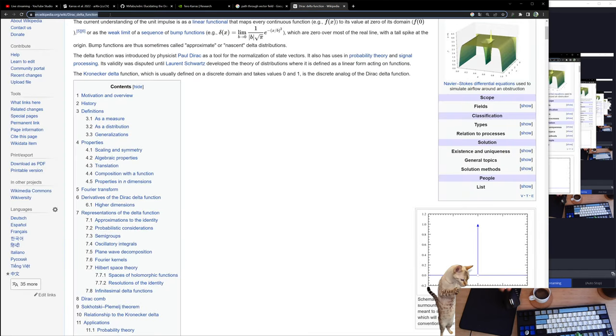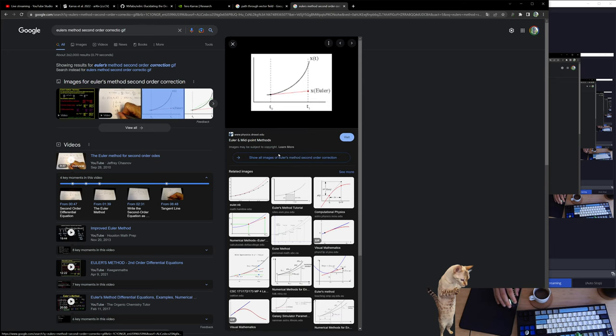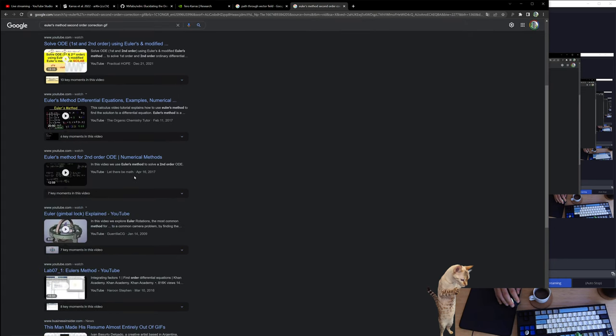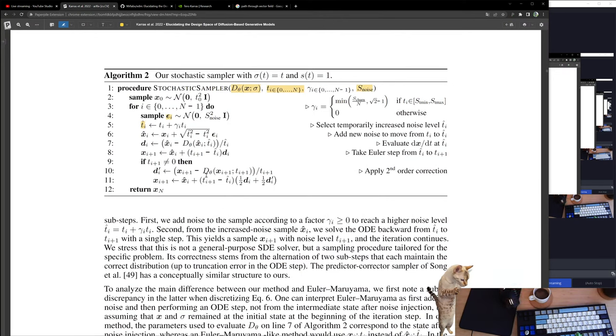Euler's method GIF. This is a GIF of Euler's method, right? You're taking the derivative at the point, and then Euler's method second order correction. Maybe there's a video that we can look at. Okay. But the second order correction, basically, you calculate the second derivative, and then that allows you to get a more accurate step.